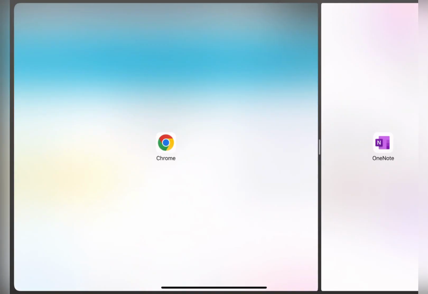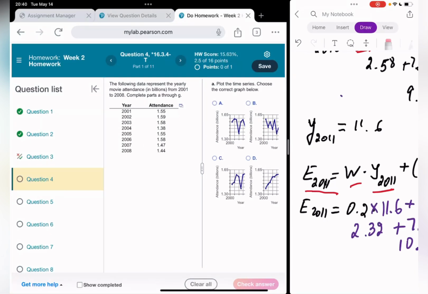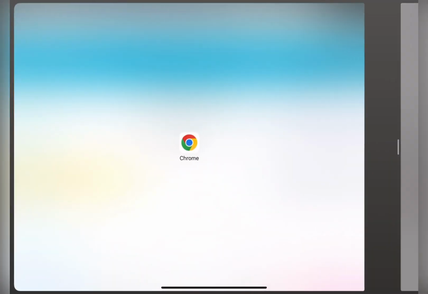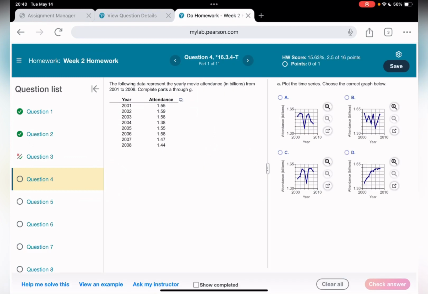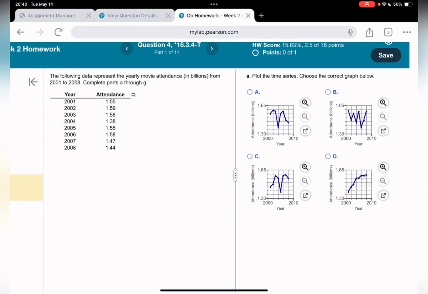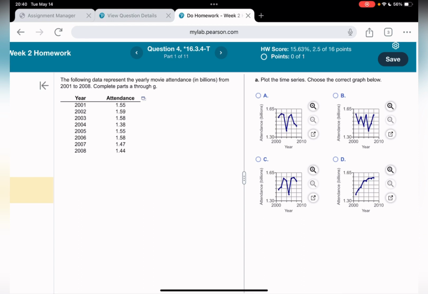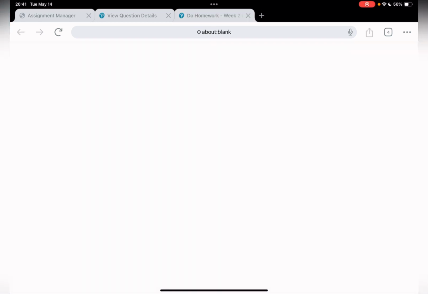The following data represent the yearly movie attendance in billions from 2001 to 2008. So complete parts A through G. Okay. So plot the time series. So we need to choose which one it is going to be. For that, we are going to use technology, StatCrunch. I'm clicking here saying open StatCrunch.